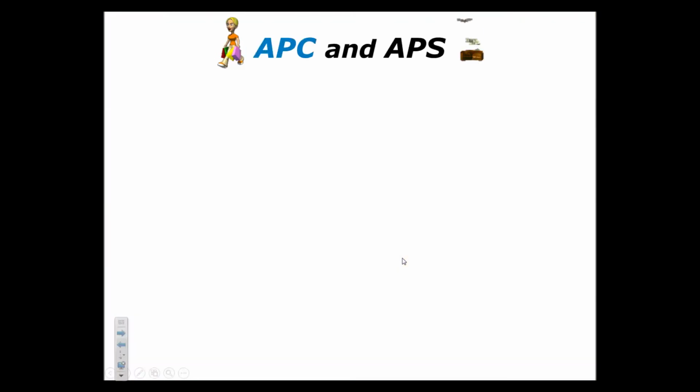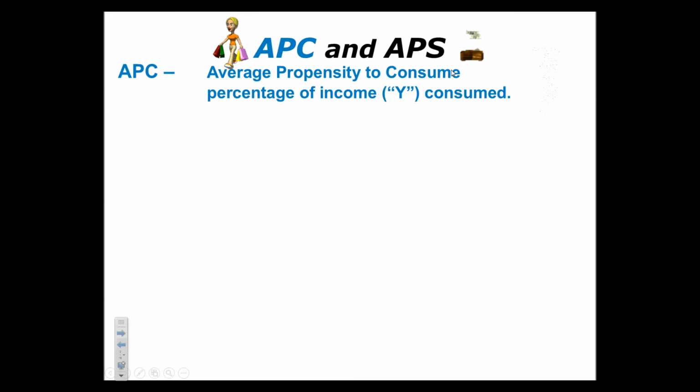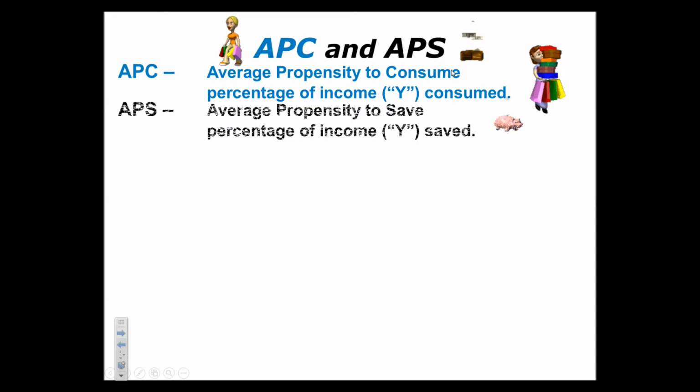All right, first thing we need to know is there's some terminology, there's some variables that we're going to learn today. The first two are APC and APS. So what do they stand for? APC is the average propensity to consume. So this is simply the percentage of your income that you consume. Now, we use the letter Y to abbreviate income. Make sure you keep that in mind. So when we start writing out these formulas or equations or relationships for these things, you'll know that the letter Y stands for income. The letter C obviously stands for consumption, and the letter S is savings.